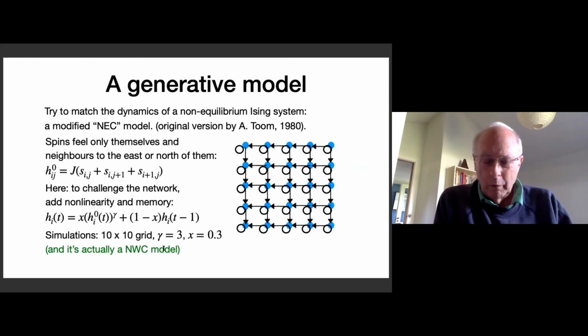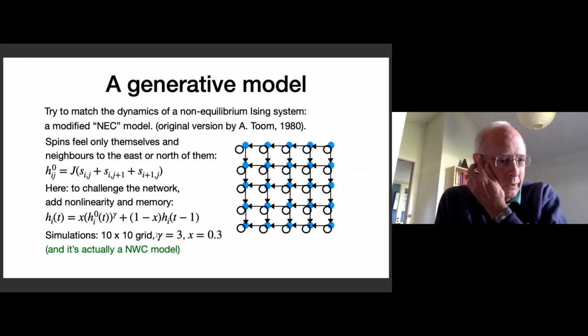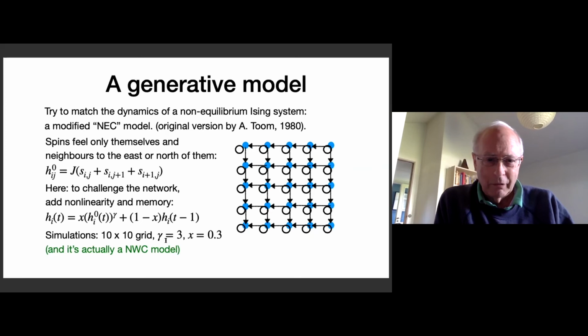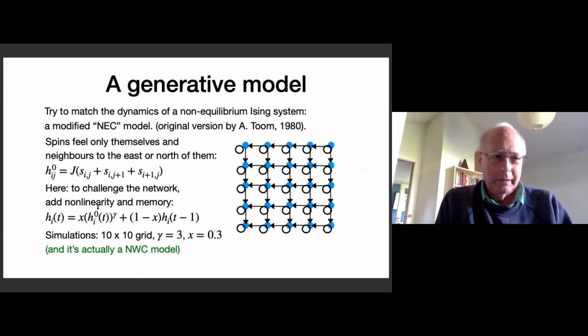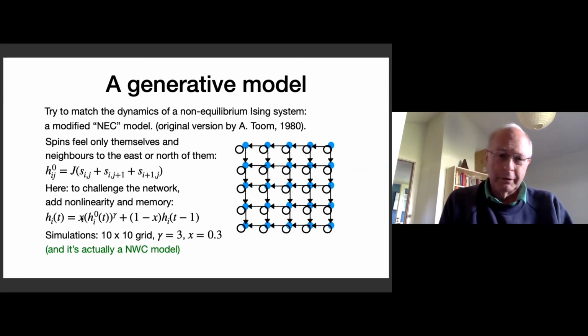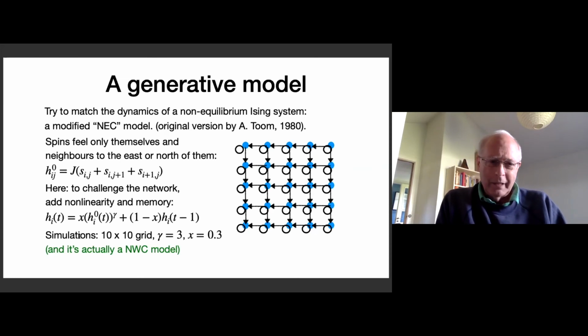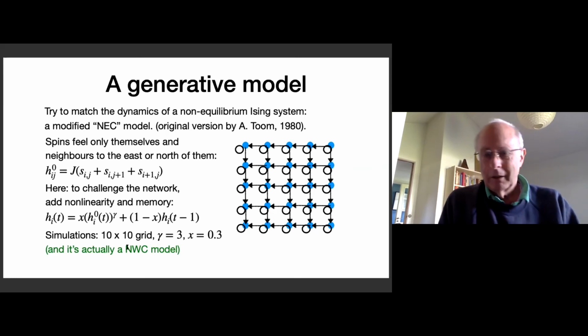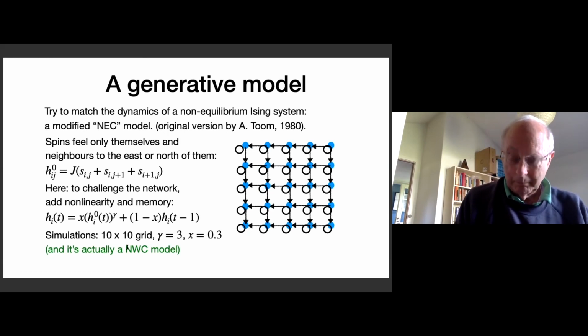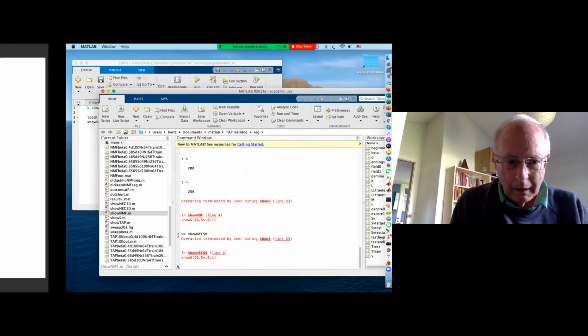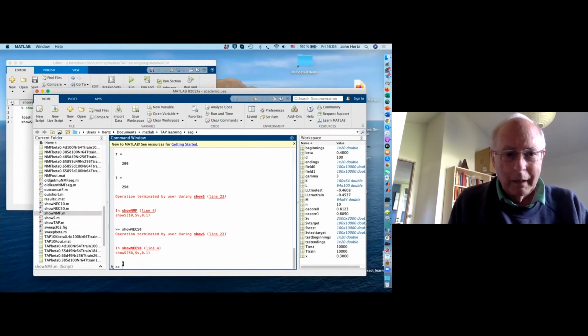So what I'm going to show you is some simulations on a 10 by 10 grid when this exponent is 3 and the delay parameter, or whatever you call it, x is 0.3. And it's actually a northwest model, not a northeast model, the way we did it. I'm just going to try to show you now what it looks like.